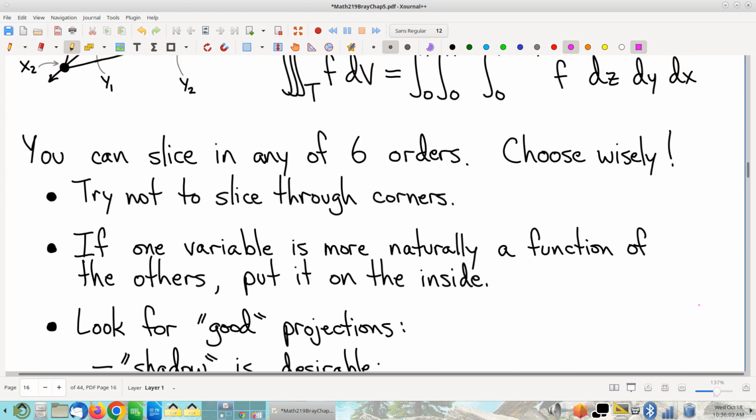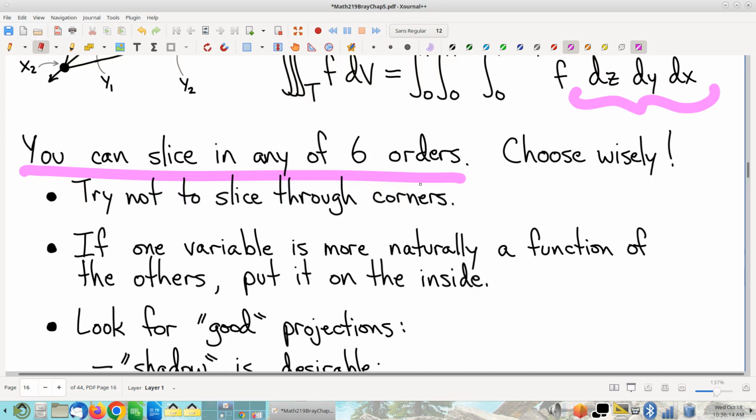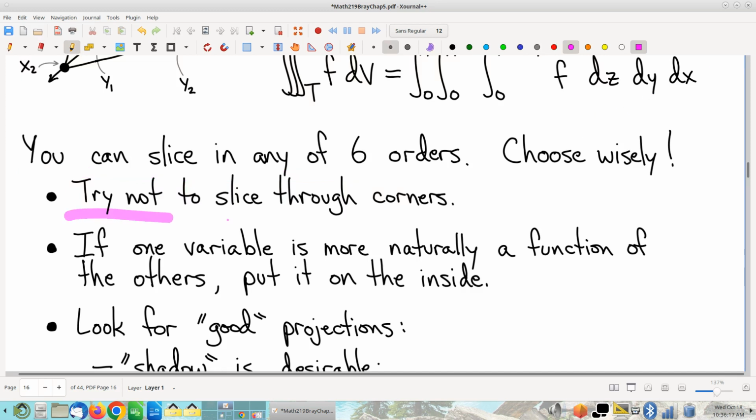A couple of quick observations. You've got 6 different ways that you can order these differentials. So, try to make good decisions on that. Now, how does one make good decisions? I'm going to give you the same 2 bits of advice. Try not to slice through corners.